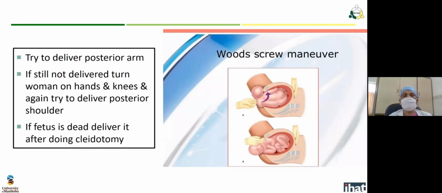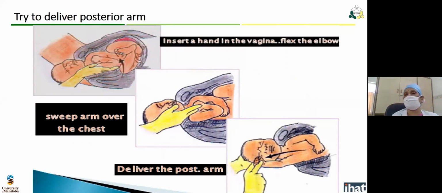So try that. उससे भी नहीं हो रहा है, then you try to deliver the posterior arm. If it's still not delivered, turn the woman on hands and knees. Again try to deliver the posterior shoulder. If the fetus is dead, deliver it after doing this. So if the shoulder is not delivered by the McRoberts, suprapubic pressure, Rubin's by giving pressure on the shoulder, Wood's corkscrew maneuver, then you try to deliver the posterior arm.